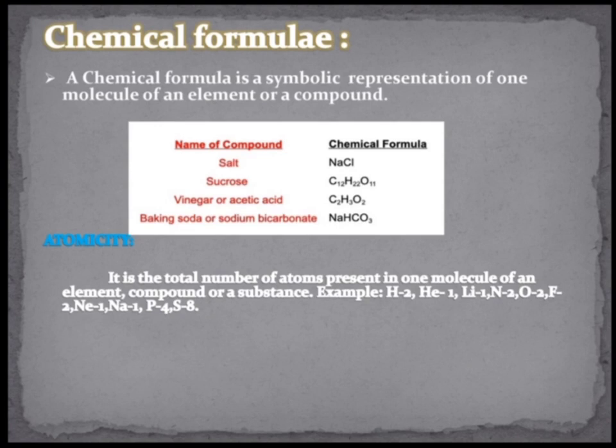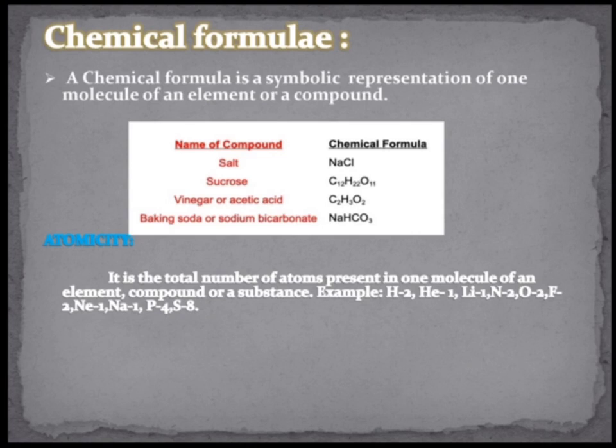Neon exists as monoatomic and sodium also exists as monoatomic. Phosphorus exists as polyatomic, P4. 4 into 1 is equal to 4. The atomicity of phosphorus is 4. And sulfur is also polyatomic, S8. So 8 into 1 is equal to 8. The atomicity of sulfur is 8.